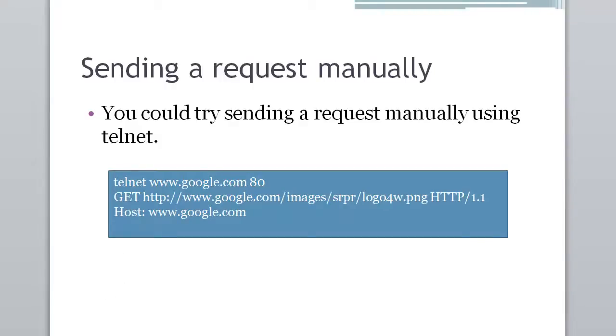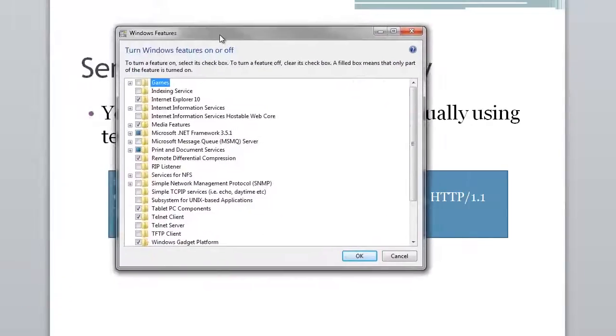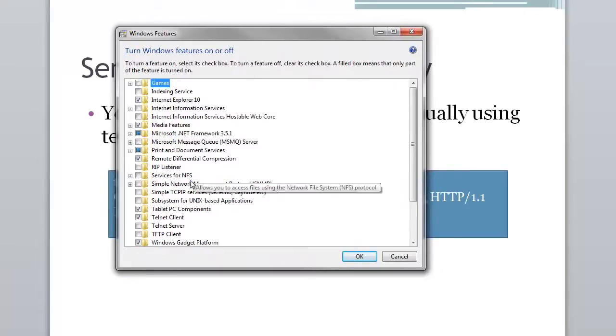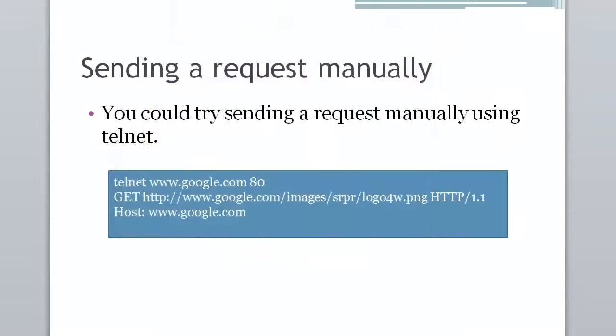In order to do that, if you would like to try it, you need to go to Windows, turn Windows features on or off, and turn on the Telnet client. Once it is installed, you can start, for example, your PowerShell.